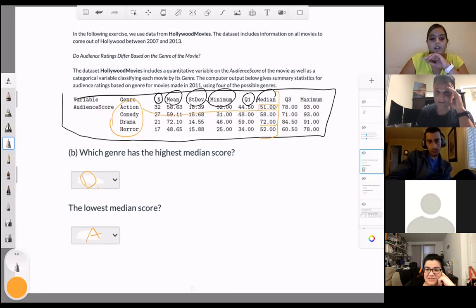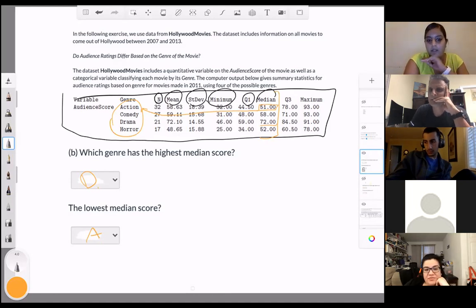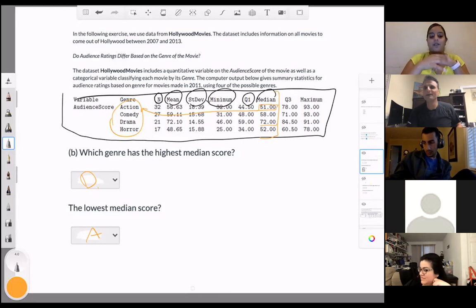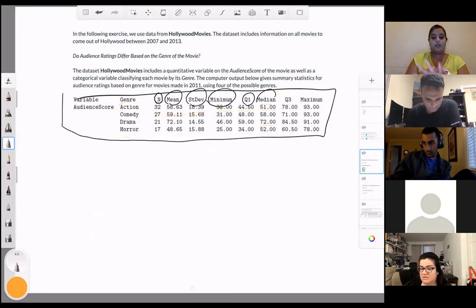And it is action. Yes, I know, but you know how in B it specifies what genre has the highest median score? And then, maybe I'm just thinking too much into it, but the second one, the lowest median score, is part of B. Okay. Excellent. Very good that you're thinking that way. But they're referring to the same one. What about this one? D.